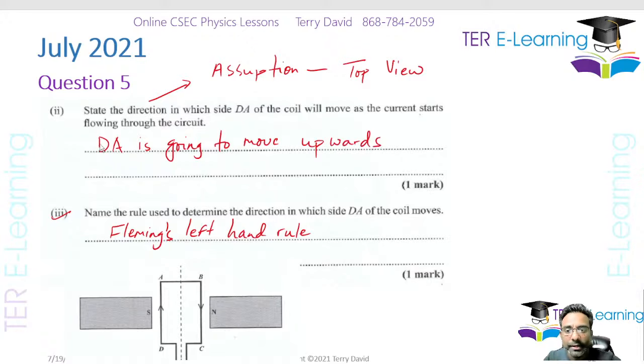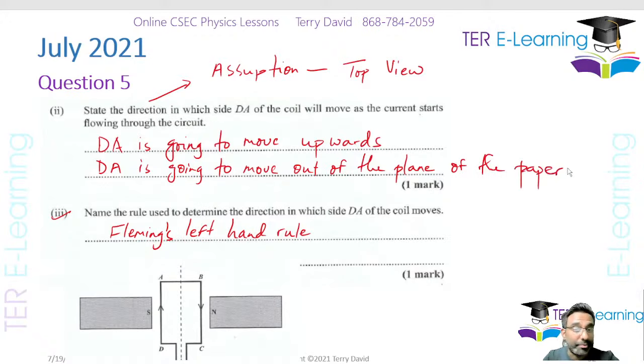That's my assumption, but you can also say that dA is going to move out of the plane of the paper, the exam paper we're talking about here, based on the left-hand rule that I just used. So some of you said upwards. I don't like how the diagram is. If you say upwards, I would give you a mark. If you say coming out of the plane of the paper, I will also give you the mark there. But I don't know what CSEC is going to do.